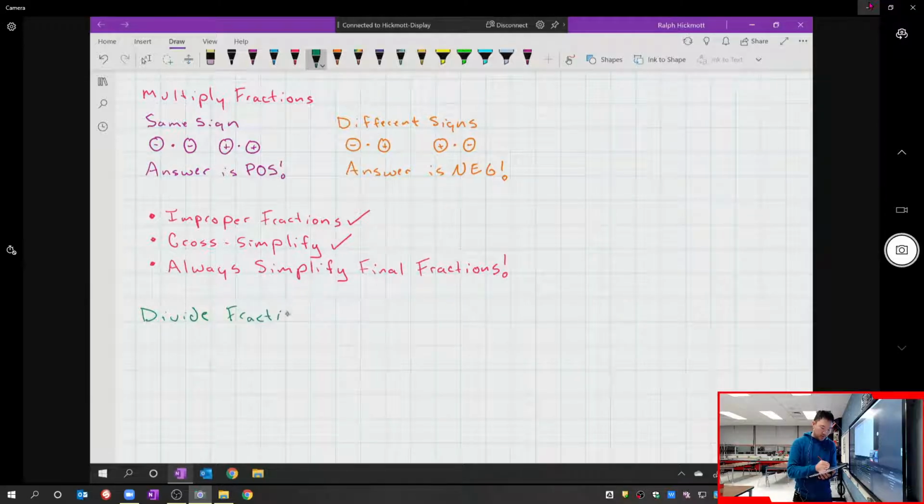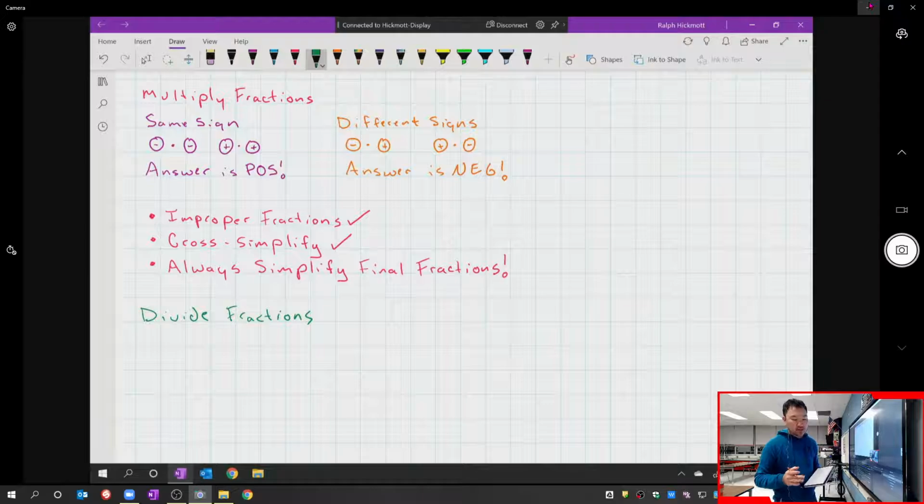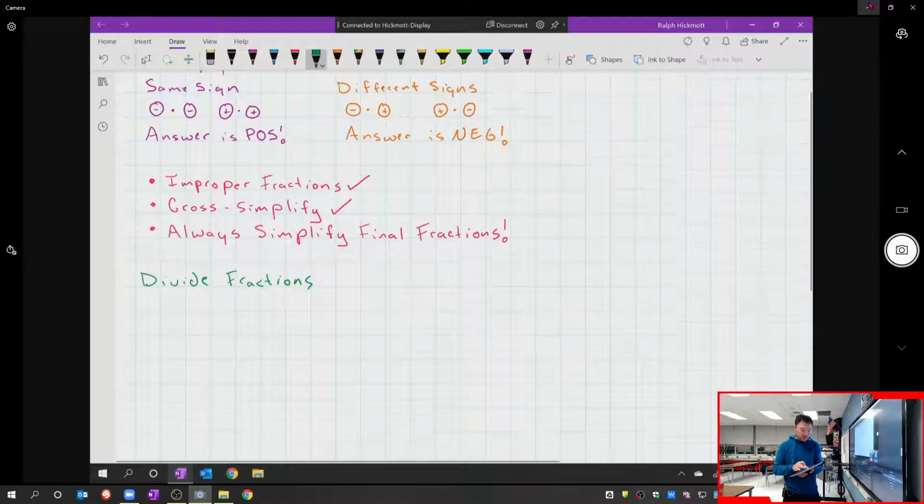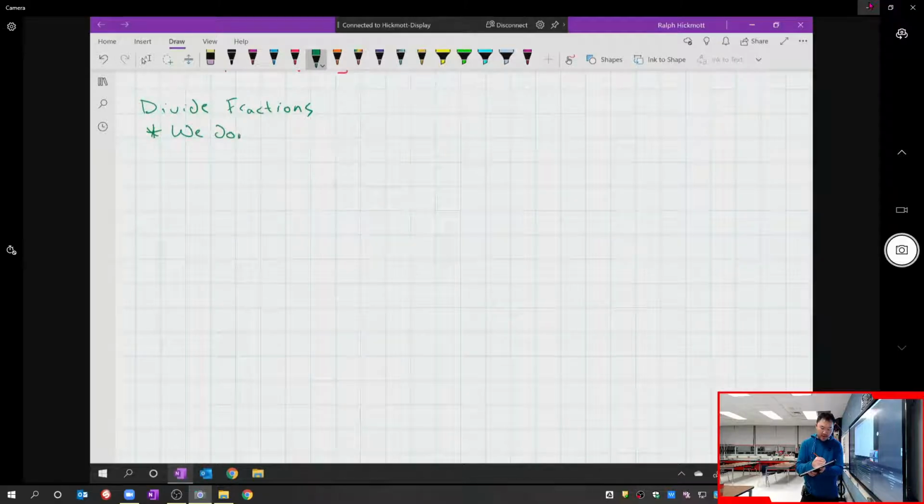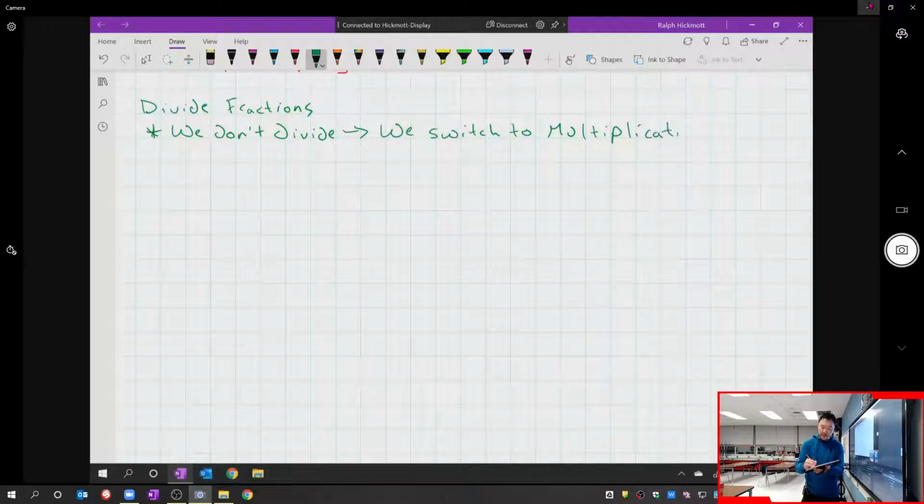There's really only one new thing as it relates to fraction division, and I'm just going to bluntly say it or write it out. We don't actually divide fractions. We switch it to multiplication, and from there we use our multiplication rules. So I'm going to put it point blank: we don't divide. We rewrite, or switch. We switch to multiplication. Many of you know this because you've done this in the past.